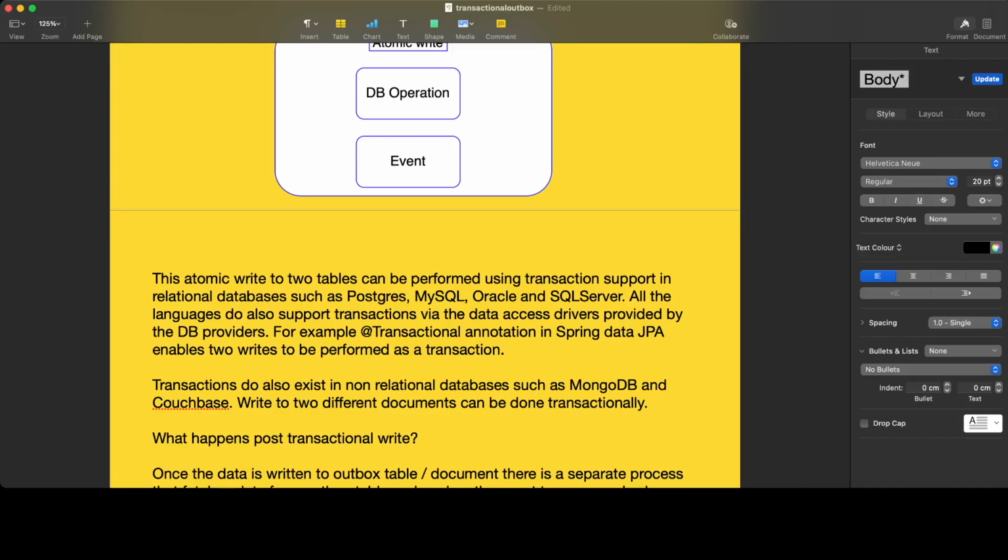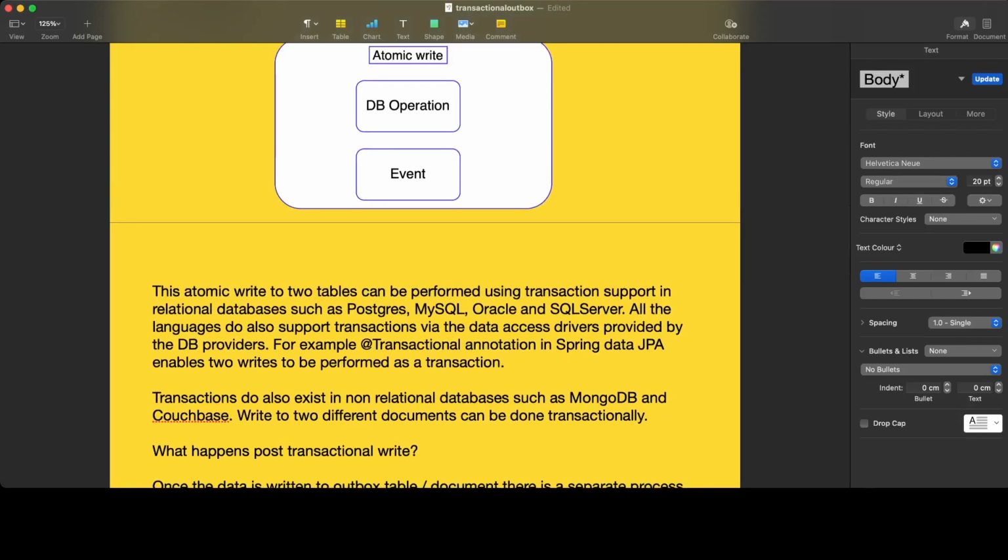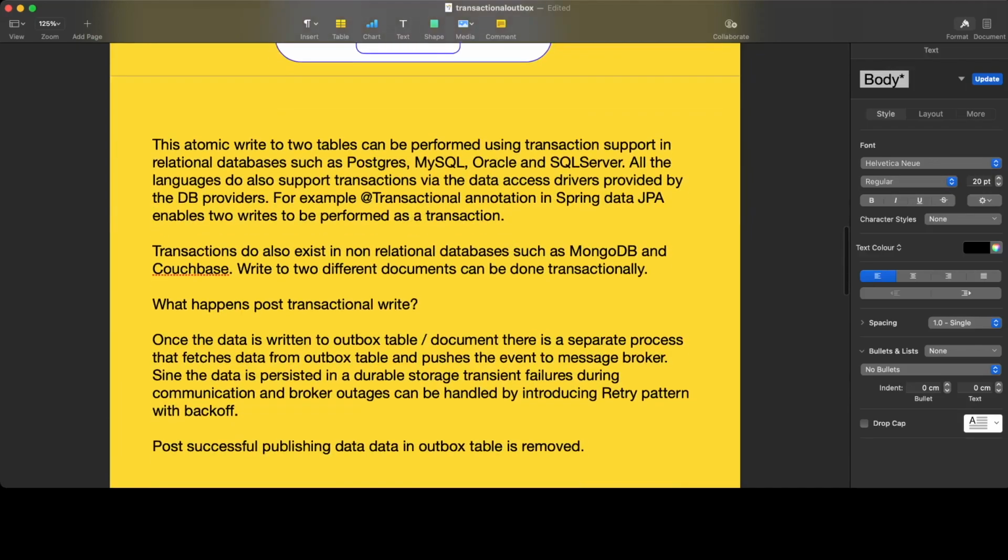Wherever transactional support is available, we can use the transactional outbox pattern, because we cannot create a distributed transaction. That's out of scope at this point. So we can utilize the transactional capability offered by the database to perform this operation. What happens when we create a transaction as a unit of work? Write to the actual table, write to the outbox table, commit the transaction. It means that both of them succeed.